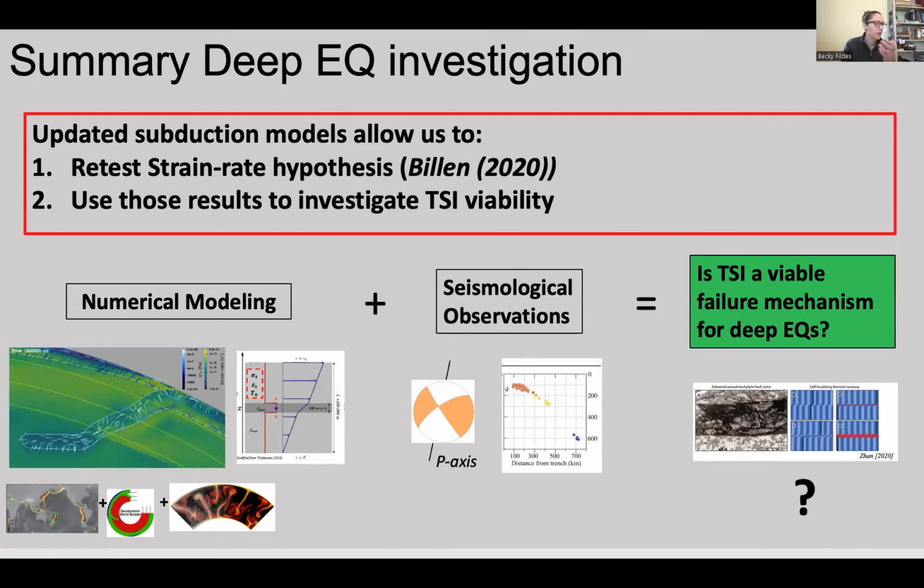So in summary, I'm updating the subduction models and I'm using the World Builder and ASPECT to set up the numerical models and first retest that strain rate hypothesis, looking at the conditions in the slab, and then evaluating that with the seismological observations, and then ultimately use those results to investigate thermal shear instability as one of these potential mechanisms for deep earthquakes.